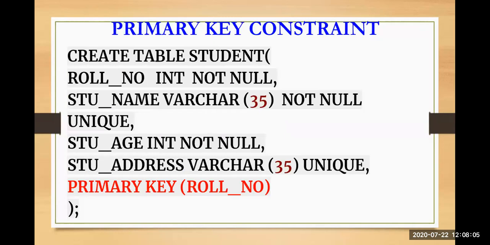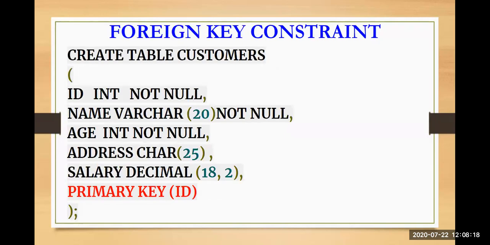So whenever you want to represent a primary key, you have to write it down like this at the end: primary key, open close bracket, and the attribute which you want as a primary key. Similarly, we are going to go with the foreign key. So one table's primary key, when it goes to another table, it becomes a foreign key.